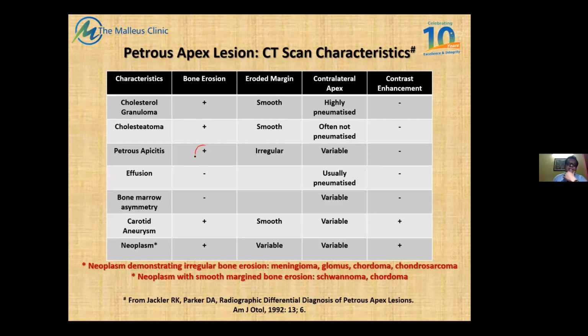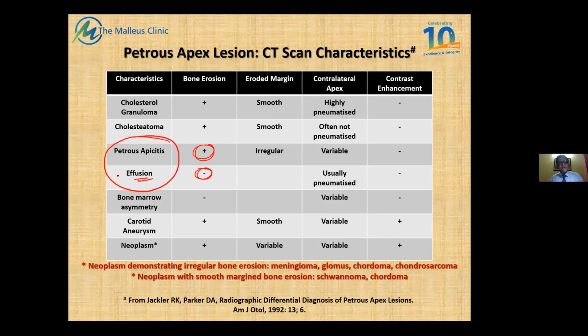What is petrous apicitis? Petrous apicitis is when you have effusion into the petrous apex, somewhat like Gradenigo's syndrome. You have effusion into the petrous apex. You have effusion here as well. But the effusion gets infected, therefore leading to an inflammatory infection of the petrous apex, leading to things like the abducens nerve palsy, because it's in close contact with the petrous apex. So in petrous apicitis, again, there can be bone erosion, whereas in effusion, there'll be no bone erosion. Both these conditions are in continuum.